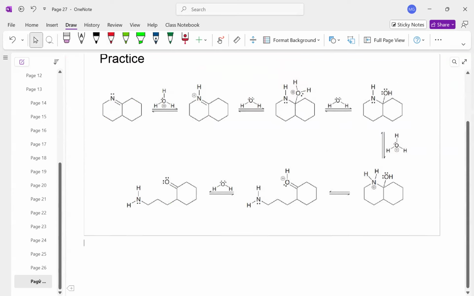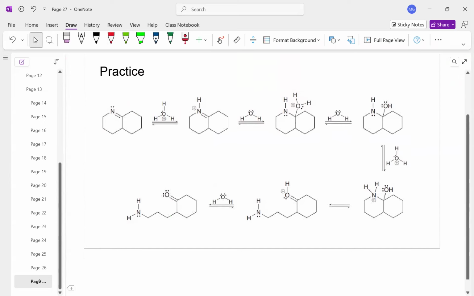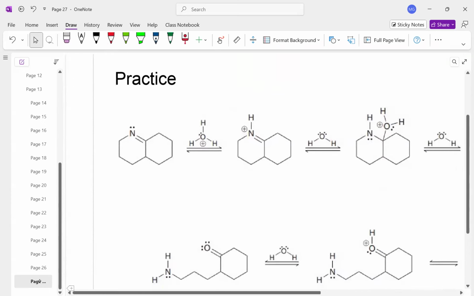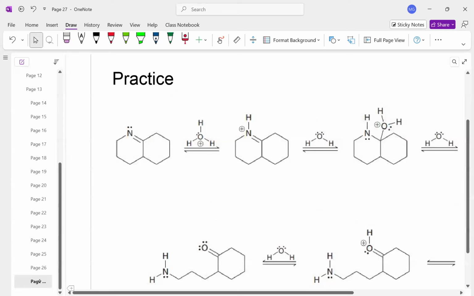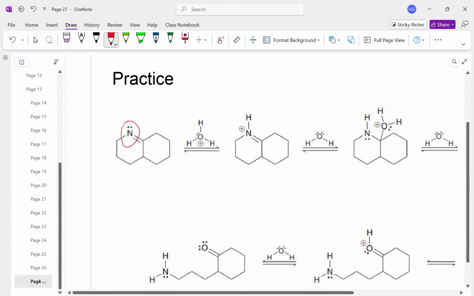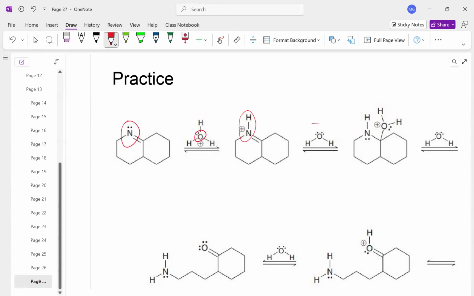All right, finally, let's do one more. Okay, so again, with each of these steps, you need to identify what has happened. One of the big things here in this first step is I've got a nitrogen with a hydrogen on it, and I've got an oxygen missing a hydrogen. What do we call that when a hydrogen goes from one thing to another? That's a proton transfer, a Bronsted-Lowry acid-base reaction.